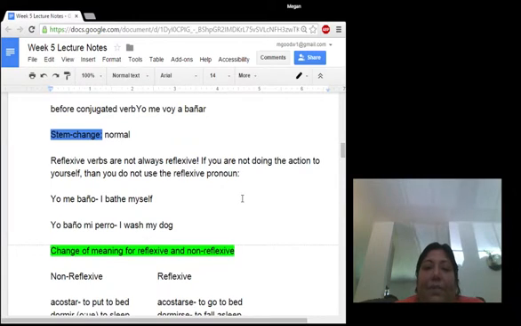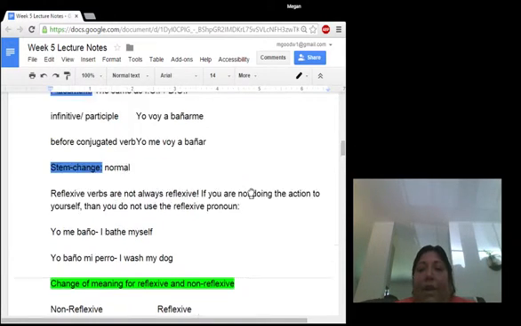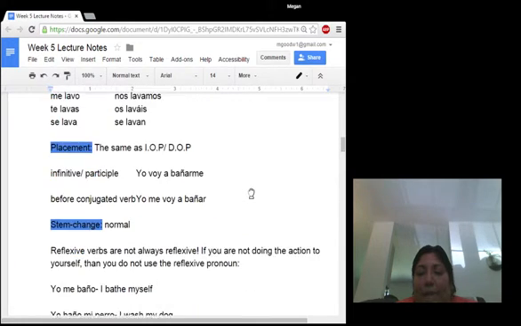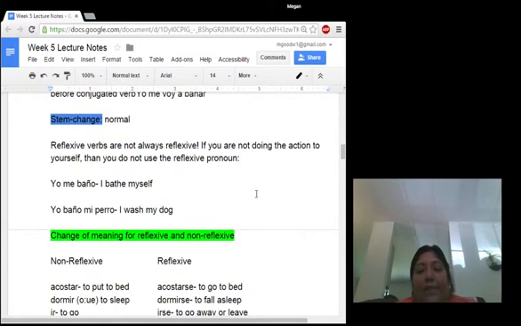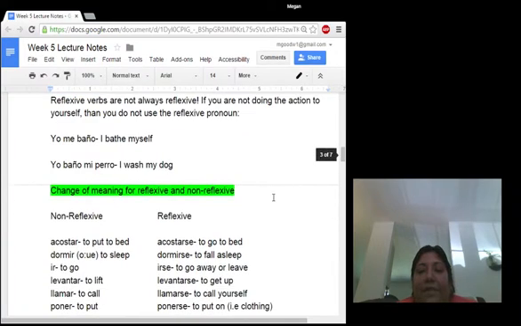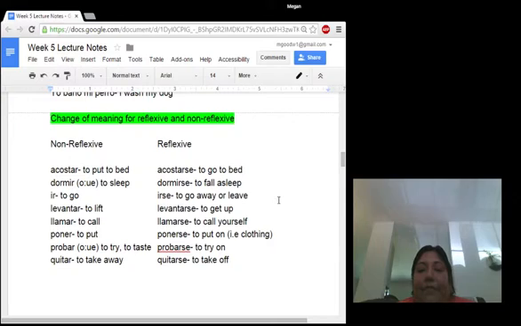Stem changing verbs, same idea. Reflexive verbs, however, are not always reflexive. If you're not doing the action to yourself, then you do not use a reflexive pronoun. So you have all these verbs that are reflexive. However, if you take the se off, then they become non-reflexive and sometimes they change meaning. For example, acostar without the reflexive se means to put to bed.